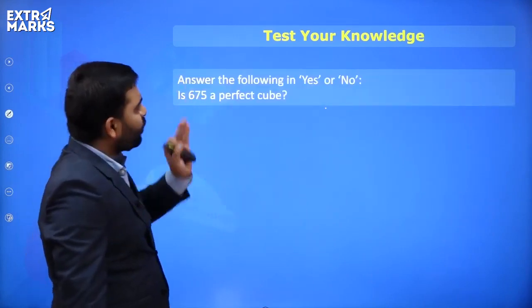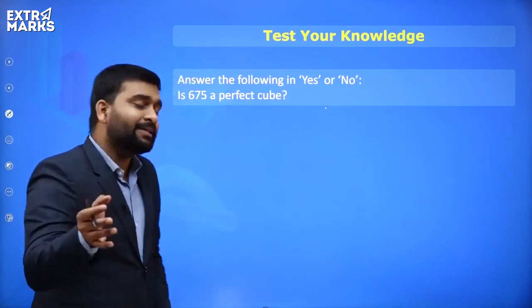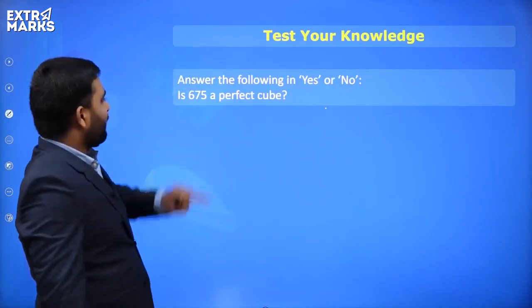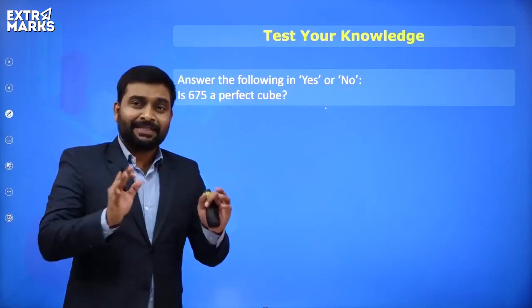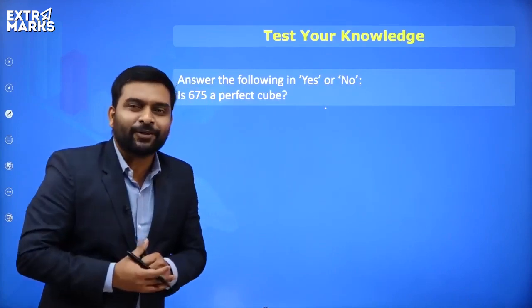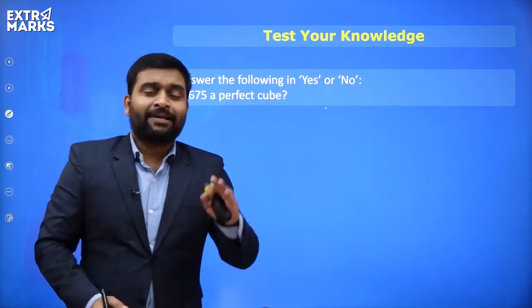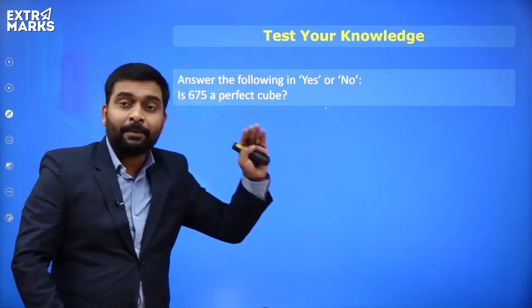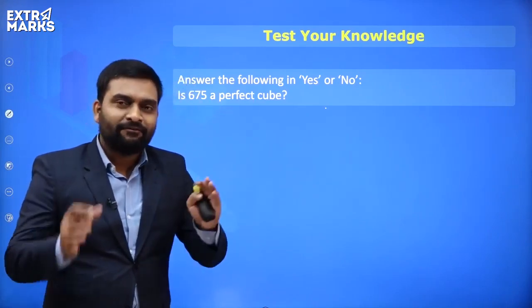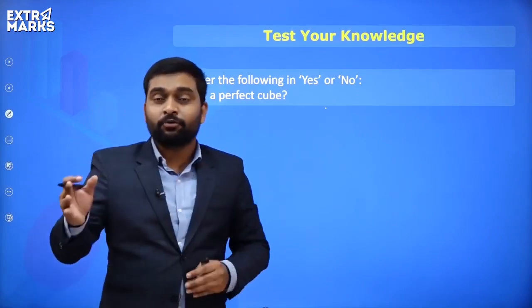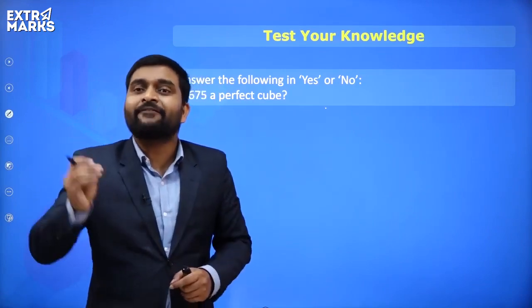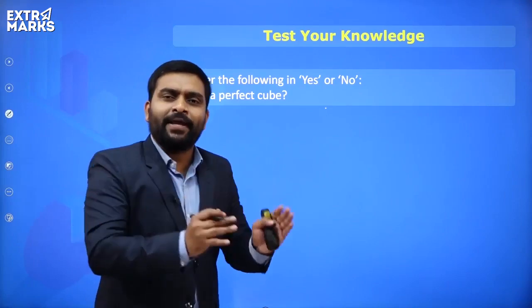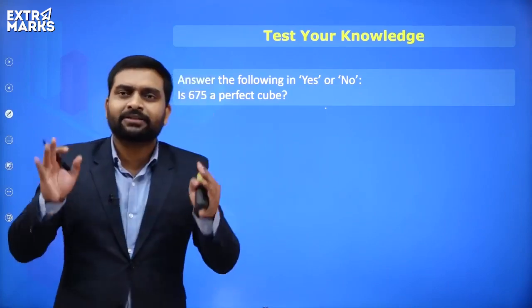Let's proceed now. Answer the following in yes or no. Again, it's a yes and no question. 675, is it a perfect cube? 675, is it a perfect cube everyone? So what will you do? It will be a perfect cube only if, by the prime factorization method, we get the proper pairing of three numbers, and there is no number left alone. If there is a proper pairing, we say it's a perfect cube or else it's not a perfect cube.